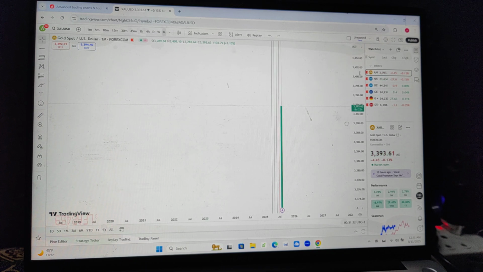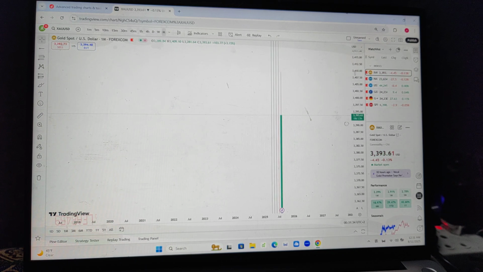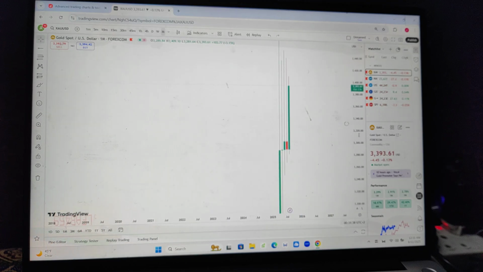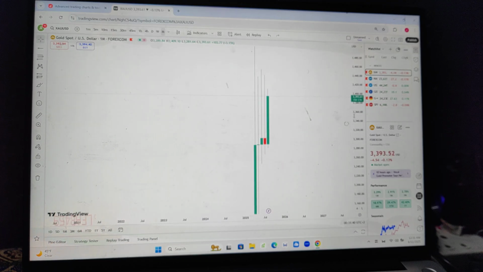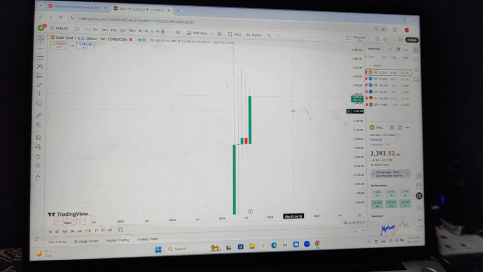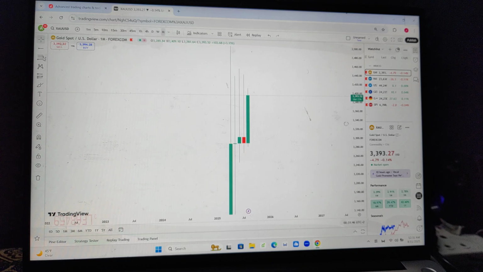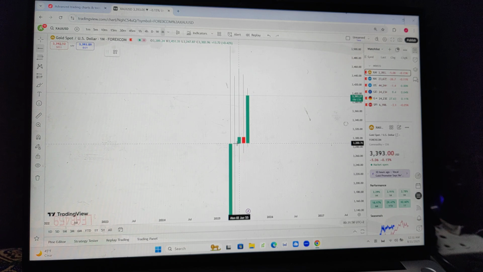Okay, let's look at gold. Gold has been the simplest, the easiest to trade. So what we can see from gold is that it's been in a bullish trend, it's a bullish pair. So this is what we see on gold.